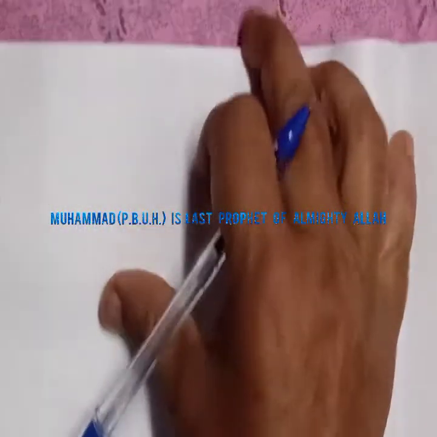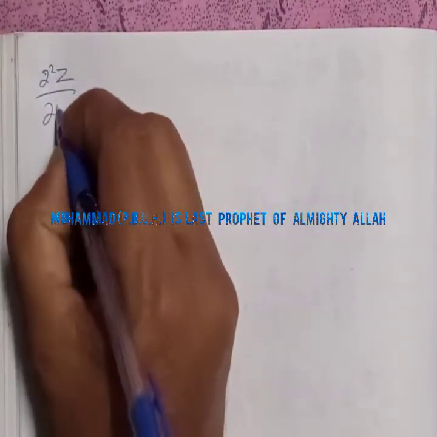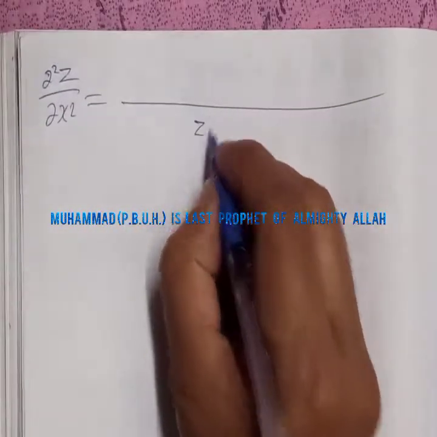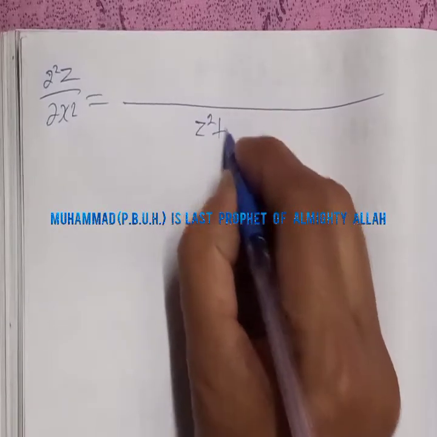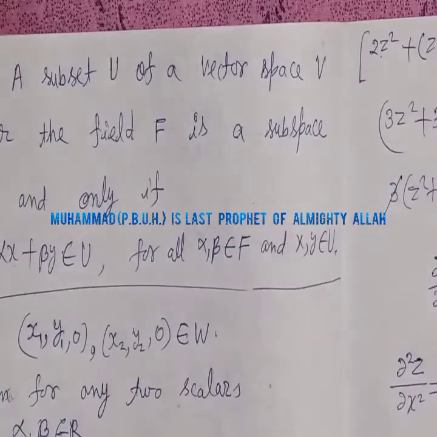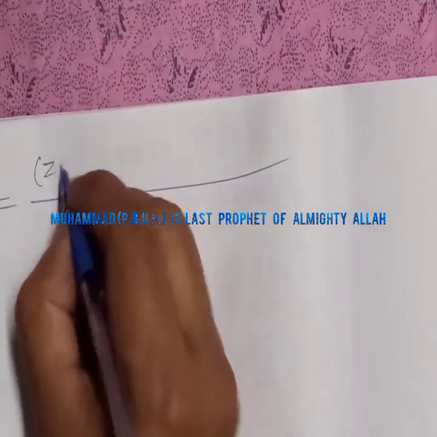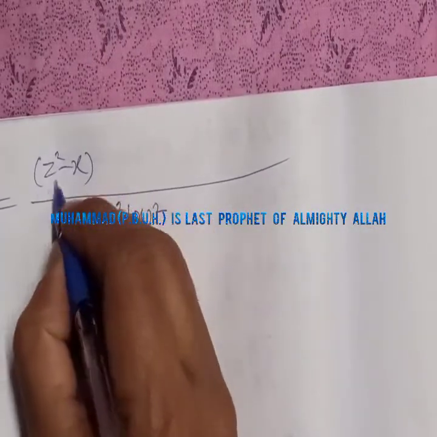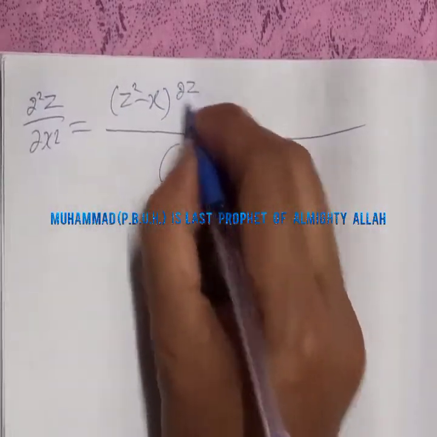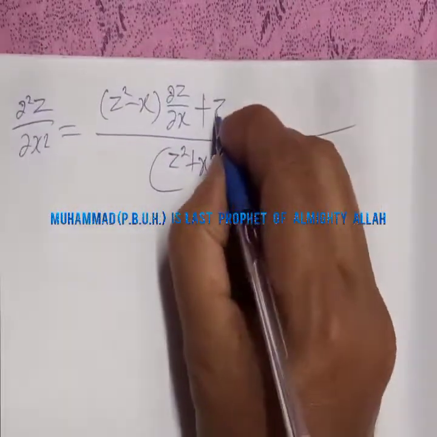By this we will find the value of del 2z over del x square, which will be used in the denominator is z square plus x whole square. Numerator is, I multiply minus, we get z square minus x. I write positive first and negative value second, del z over del x. Also this minus converts to plus z.